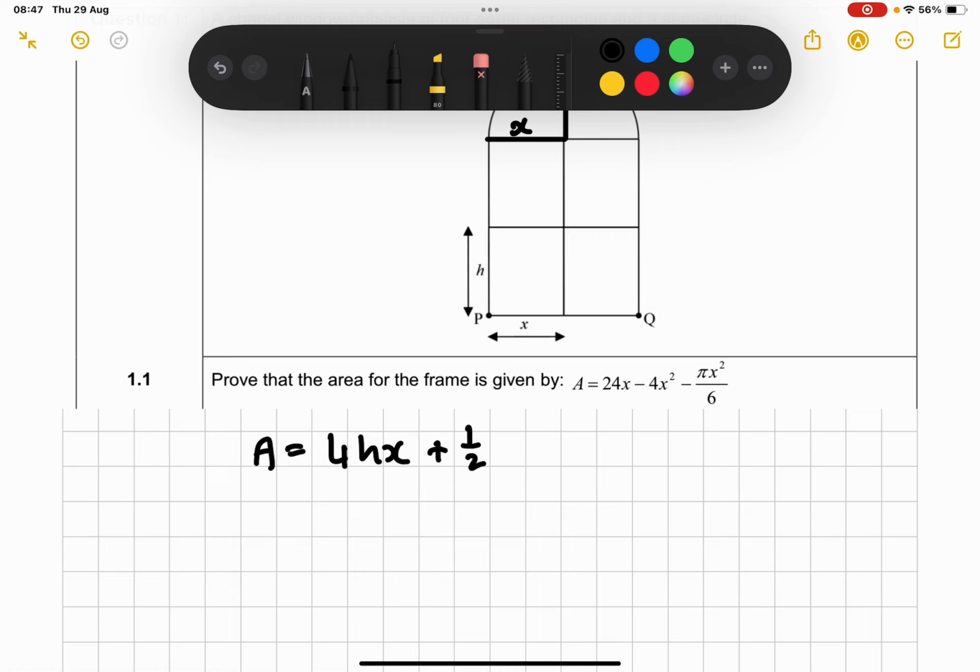Then the area of the semicircle is going to be equal to half of pi r squared, which in this case is just x squared.